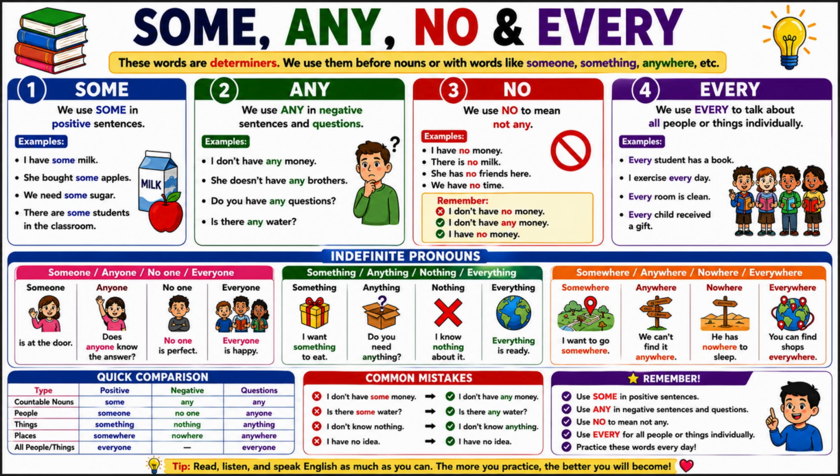2. Any. We use any in negative sentences and questions. Examples. I don't have any money. She doesn't have any brothers. Do you have any questions? Is there any water?